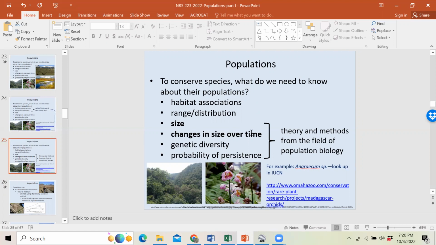You're not doing experiments. Genetic diversity, this would be the realm of population biology, but specifically population genetics. Probability of persistence, that's modeling. And in this class, we're going to use all of these. We're going to see examples of all this kind of information.